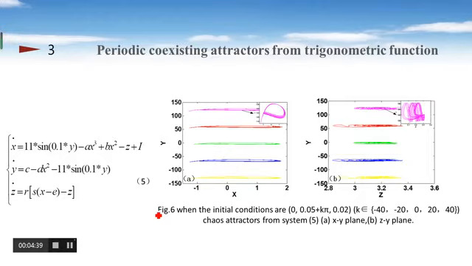Let's see periodic coexisting attractors from trigonometric function. If we take sine function of 0.1y instead of y, the original chaotic attractor will be reproduced in the y dimension.